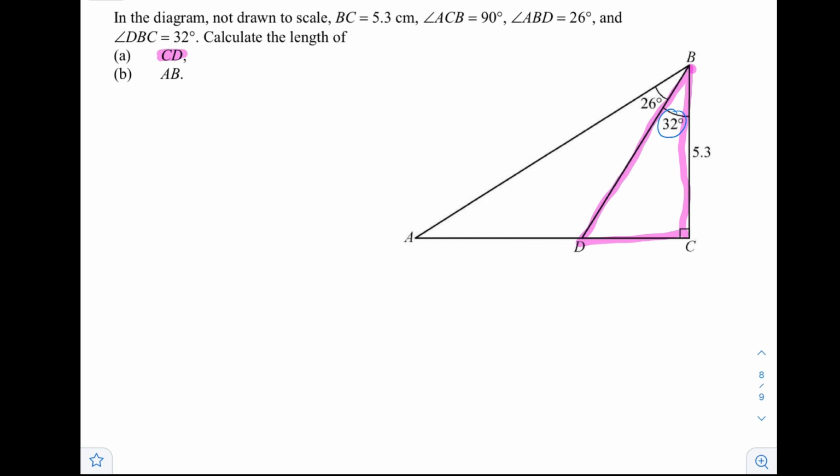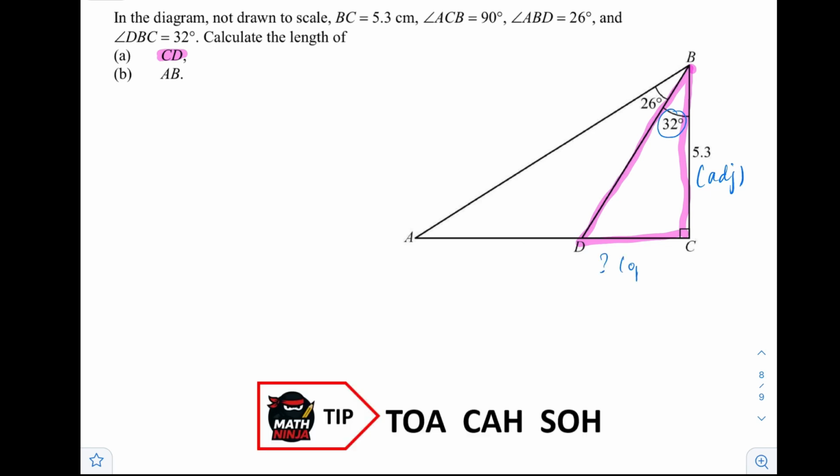The side BC, which is 5.3 cm, is actually the adjacent side. It is next to the reference angle, right? And what we want to find, the side CD over here, is actually the opposite side. So with the reference angle of 32 degrees, given the adjacent and wanting to find the opposite side, the trigo ratio that we must use in this case would be tangent. So tangent 32 degrees would be equal to the opposite side CD divided by the adjacent side 5.3.